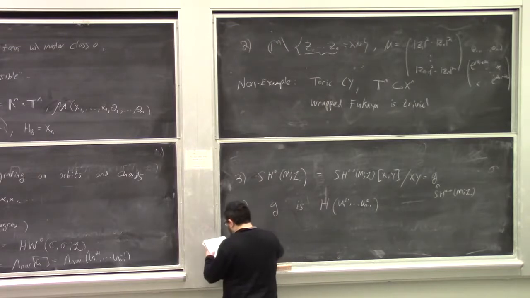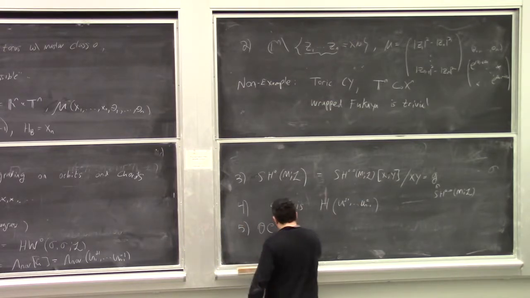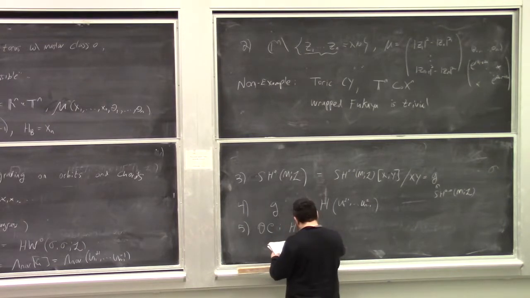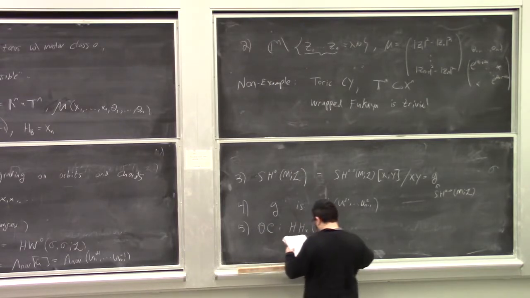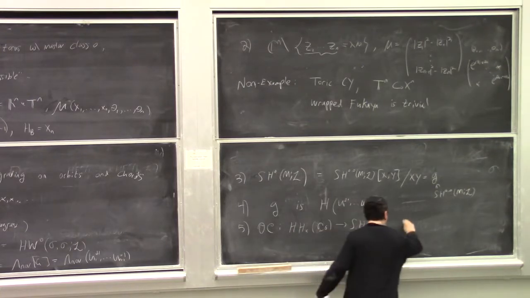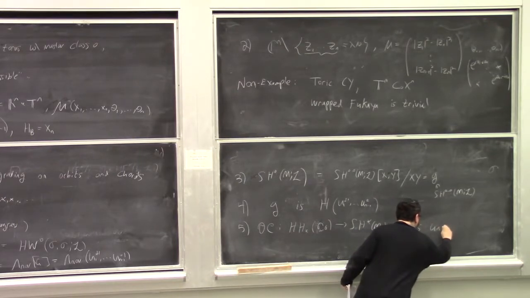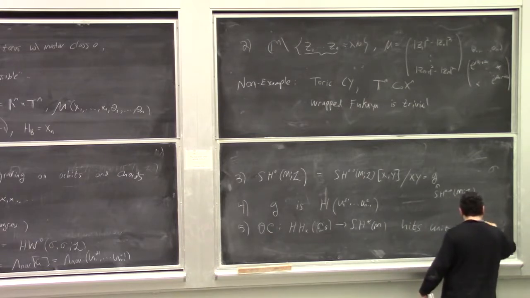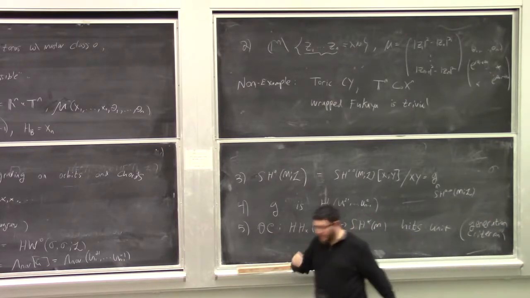And finally, 5 is if we take the open-closed map, so we just take the Hochschild homology of sigma. That we take the map to the symplectic homology. It hits the unit, which is this is the generation criterion of SYZ.